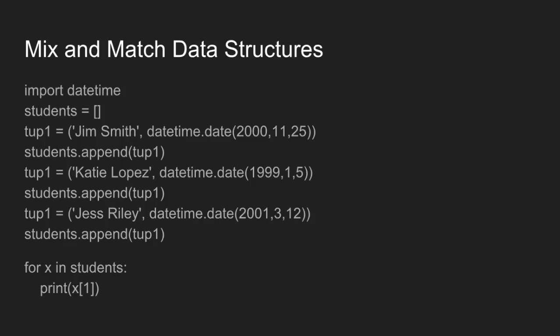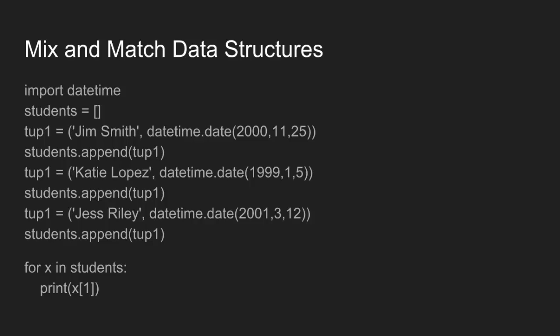Finally, let's introduce the topic of mixing and matching data structures. So here I start with import datetime, and we'll introduce datetimes, which are a very simple way of managing dates. And we have an empty list called students, and we have tup1, and that's assigned the value of a name, and then we also have some type of date here, and it uses the datetime.date, and then we pass it the year, the month, and the day, and that creates a datetime object.